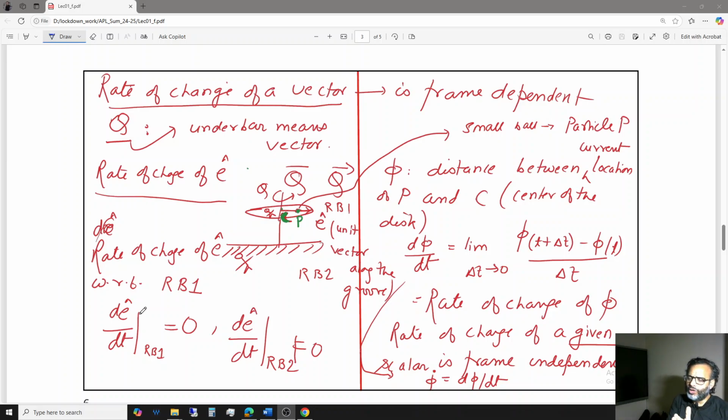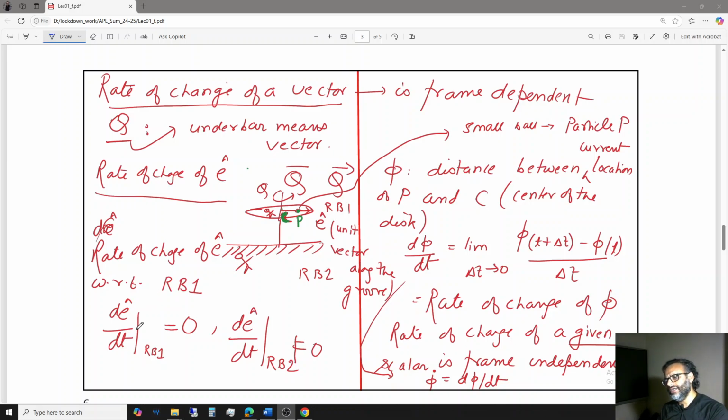It is just a more technical way of saying rate of change of E hat as observed by your friend on the amusement ride tied to RB1 is same as saying the rate of change of E hat with respect to RB1. Okay? This quantity is going to be 0.